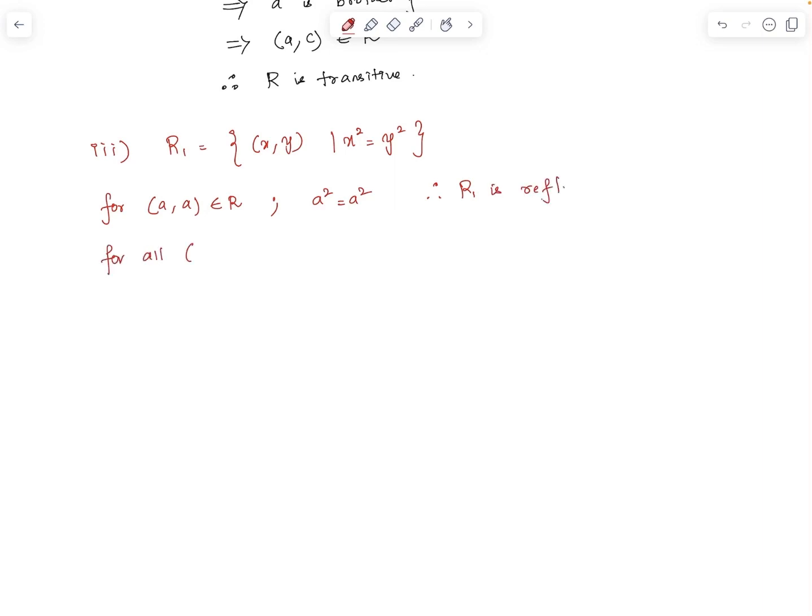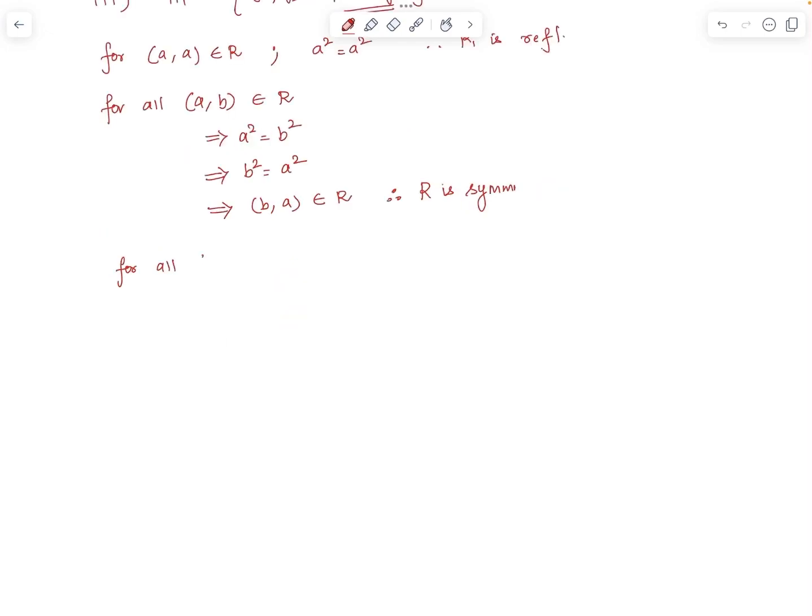For all (A, B) in R, the meaning of this is A squared is equal to B squared. That is coming from the definition of the relation, which implies that B squared is equal to A squared. This implies that (B, A) also exists in R. Therefore, R is symmetric.